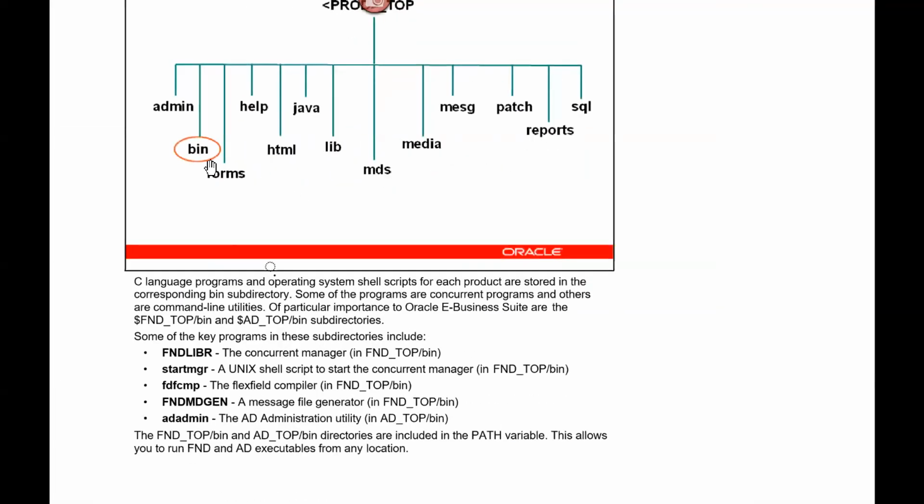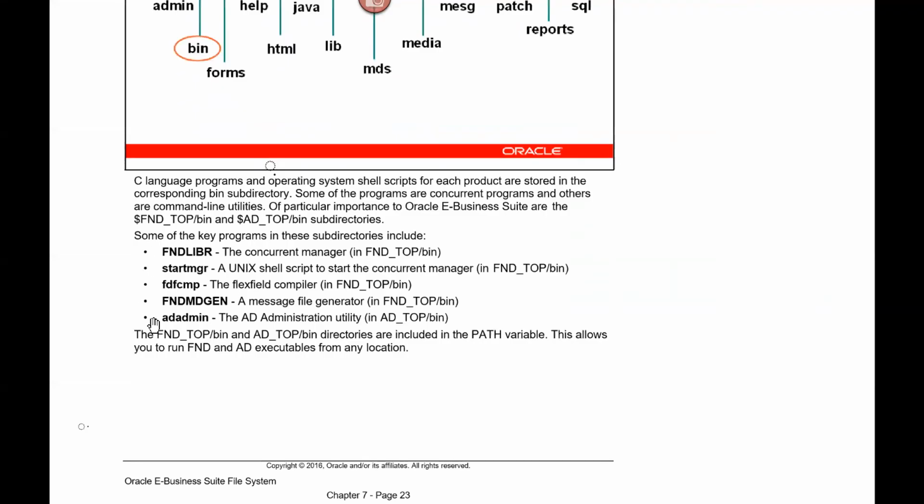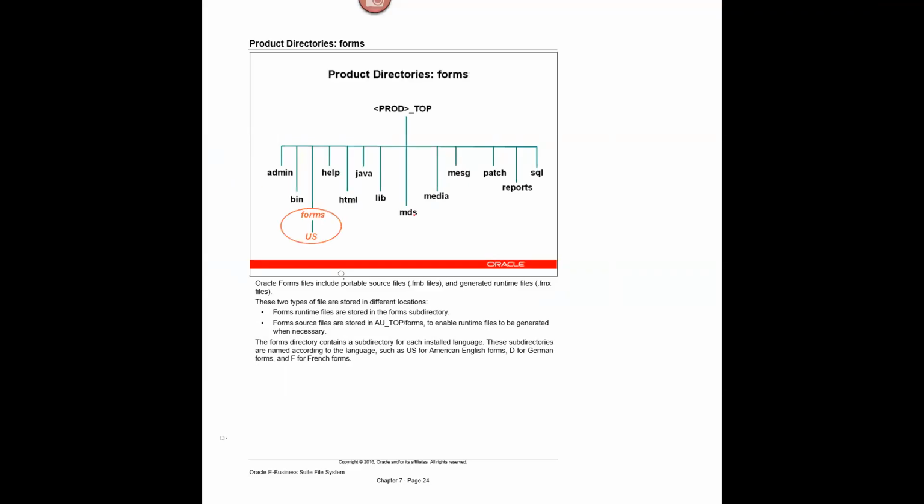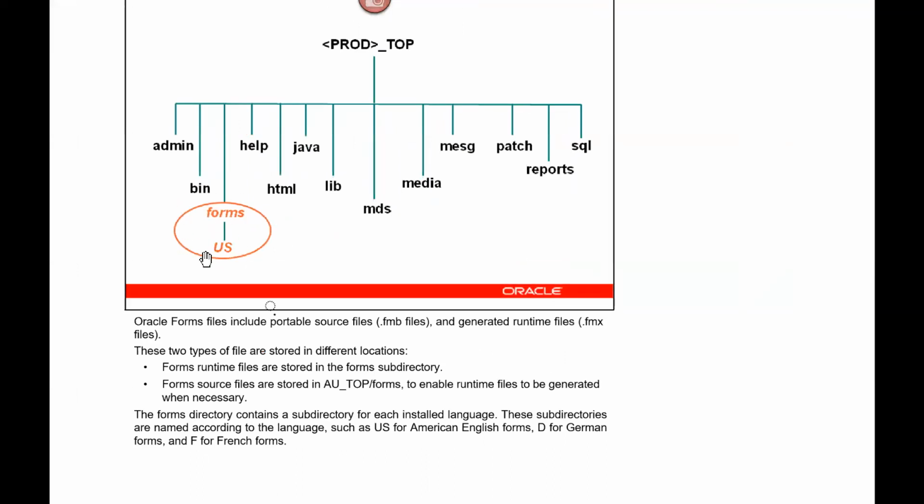Then there is a bin folder where you can find all your utilities, FND Libra, Start MGR, AD admin. All this will be your runtime engines. Then form files, which I told you, the runtime files, are language specific. If you have US and Arabic, you'll have a US folder and an AR folder. US will have English forms and AR will have Arabic files.